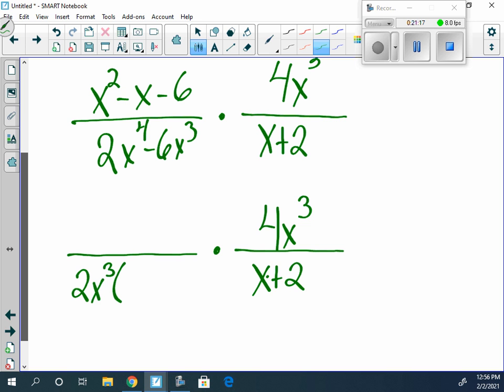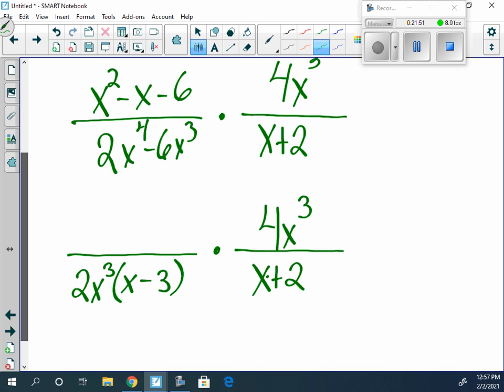If I factor 2 out of 2x to the fourth, it factors out completely. If I take 3 x's away from x to the fourth, I'm left with a single x. Minus 6 divided by 2 is 3, and x cubed factors out completely. Questions on this? Okay, and that's it. So 2x to the fourth minus 6x cubed, we take out the greatest common factor of 2x cubed, and it's factored completely.